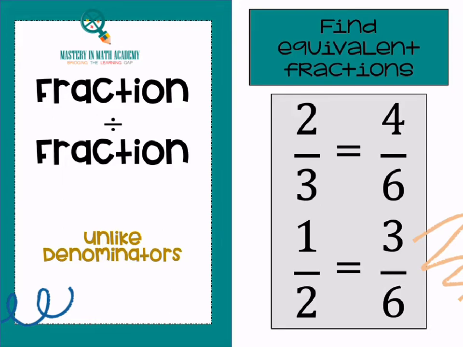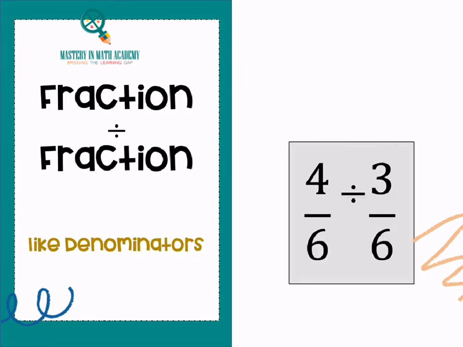Remember, the reason why we're doing this is so that we can have the same denominators. If your denominators are the same, then you know that you can just go ahead and work the problem out. You have 4/6 divided by 3/6. Your denominators are the same. Do you remember what we are going to do?